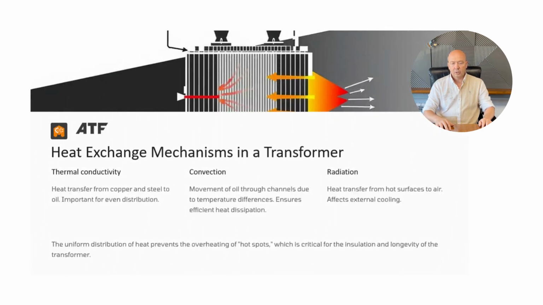Heat in a transformer is transferred from the windings and magnetic core to the oil, then to the tank walls, and finally to the environment. The main mechanisms involved are conduction, from copper and steel, to the oil; convection, where oil moves through channels due to temperature differences; and radiation, where heat is emitted from hot surfaces into the air. It's crucial that heat is evenly distributed, as overheating hotspots can damage insulation and reduce reliability.